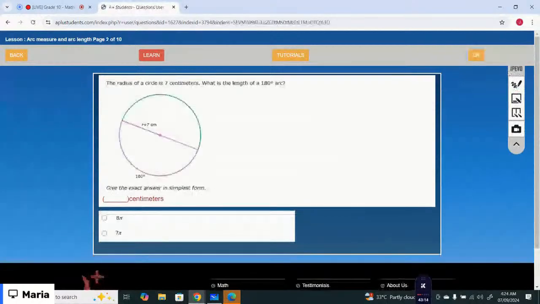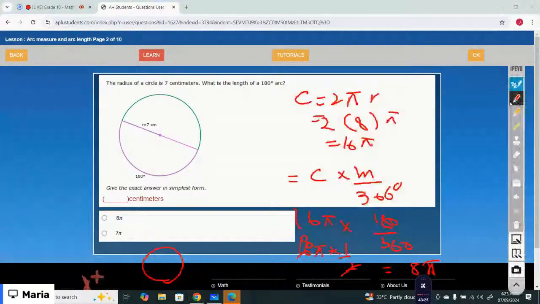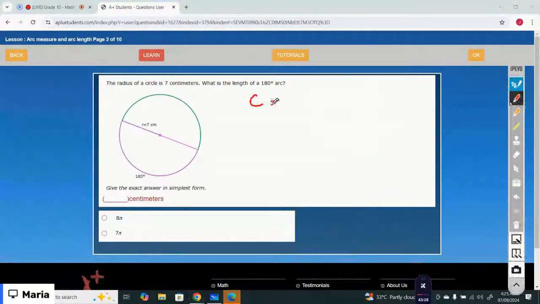Okay, the radius of this is 7 centimeters. What is the length of a 180-degree arc? So first thing you need to do is find the circumference, that is C equals 2 pi r, right? That is 2 times 7 times pi. So that is 14 pi, right?